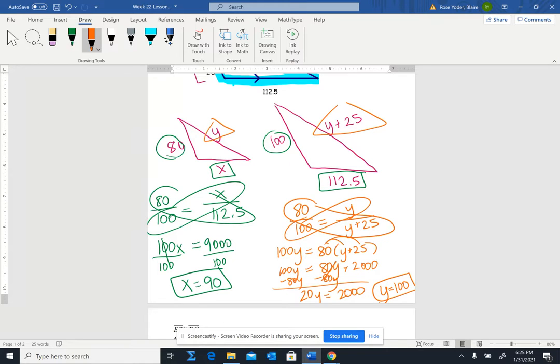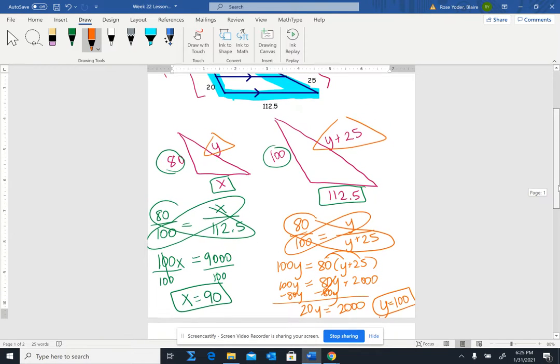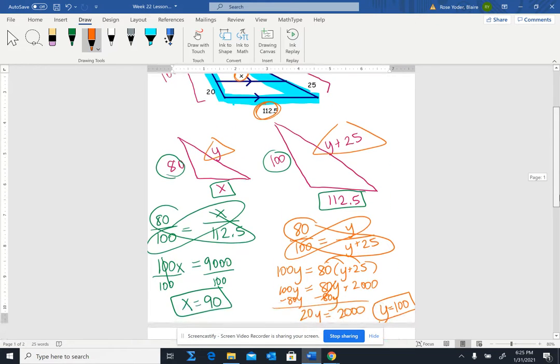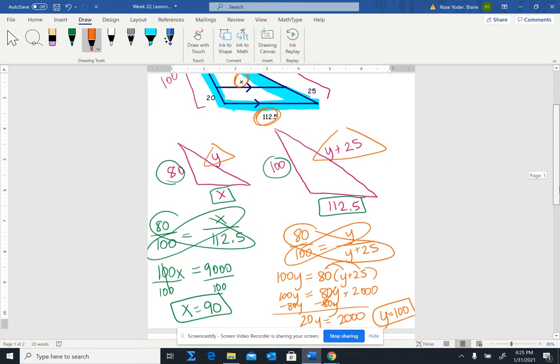Last thing I do is I just make sure that those measurements make sense, because if I accidentally did something upside down in my proportion, I'll get answers that don't make sense. So I look back, x was 90, and it needed to be smaller than 112.5. If I had gotten something bigger than 112.5, that wouldn't have made sense. And then also the y that I got should be bigger than 25, which it is. So that kind of checks out with the picture. I always go back and double check and make sure that my answers make sense.